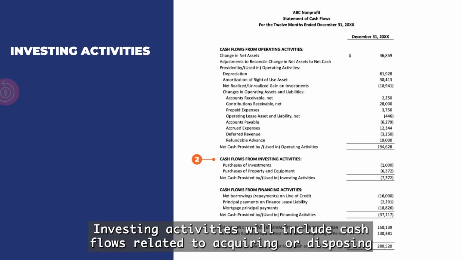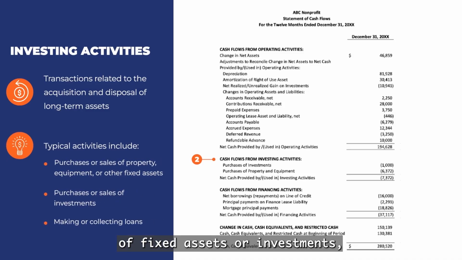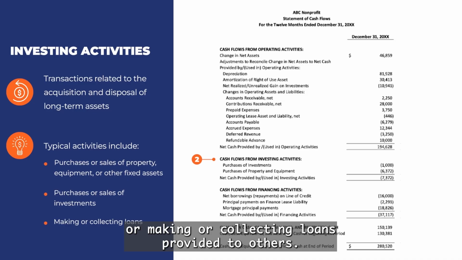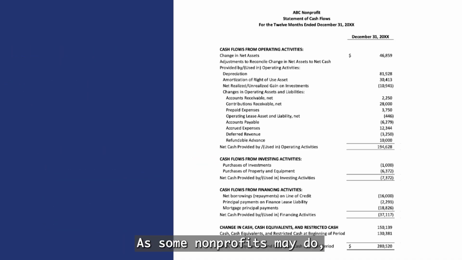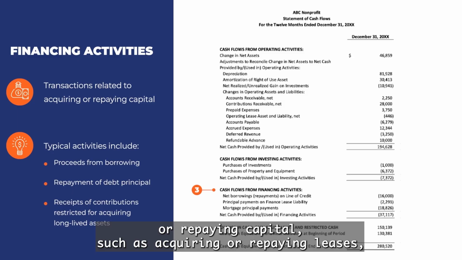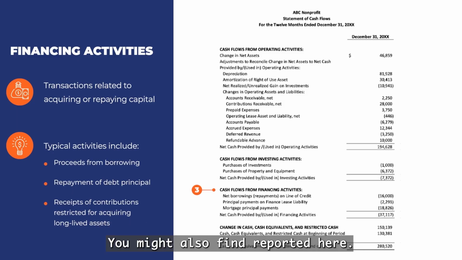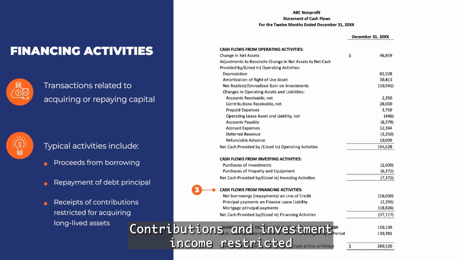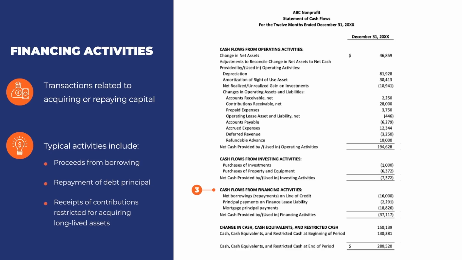Investing activities will include cash flows related to acquiring or disposing of fixed assets or investments, or making or collecting loans provided to others, as some nonprofits may do. Financing activities will include cash flows related to acquiring or repaying capital, such as acquiring or repaying leases, loans, and mortgages. Specific to nonprofits, you might also find reported here contributions and investment income restricted for acquiring long-lived assets, such as for a capital project.